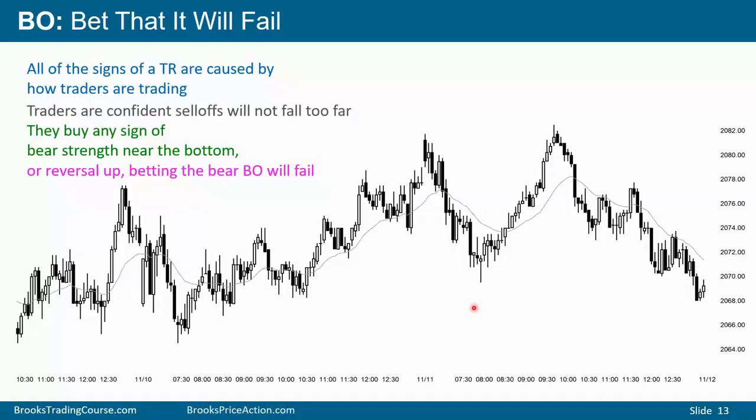And that is why when the market's in a trading range, traders should look to buy low, sell high, and scalp, take quick profits. The bulls actually are buying bear reversals, betting that the reversals will fail. So a strong bear bar, a lot of bulls will buy that if they think this is a trading range, and they'll also buy a reversal up.